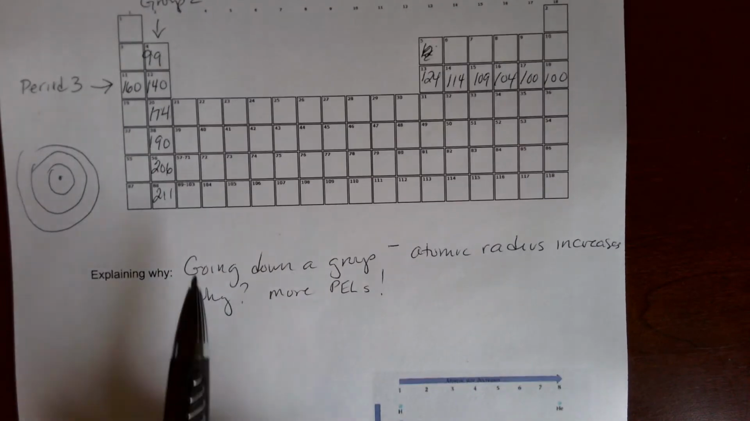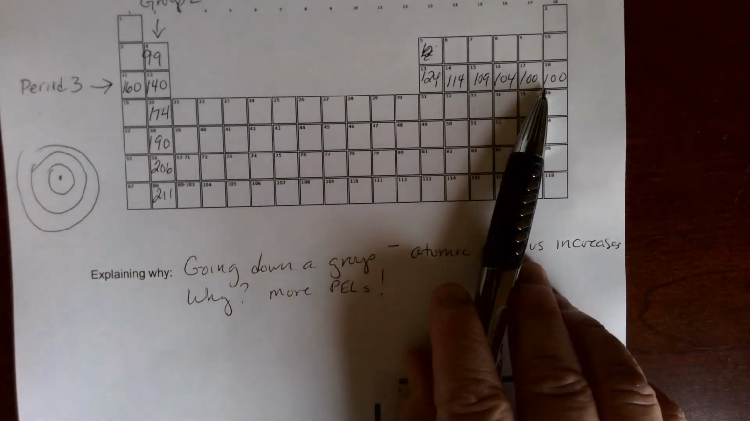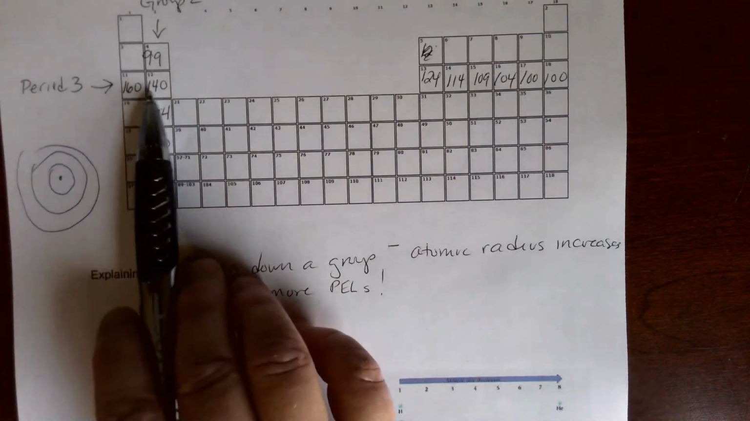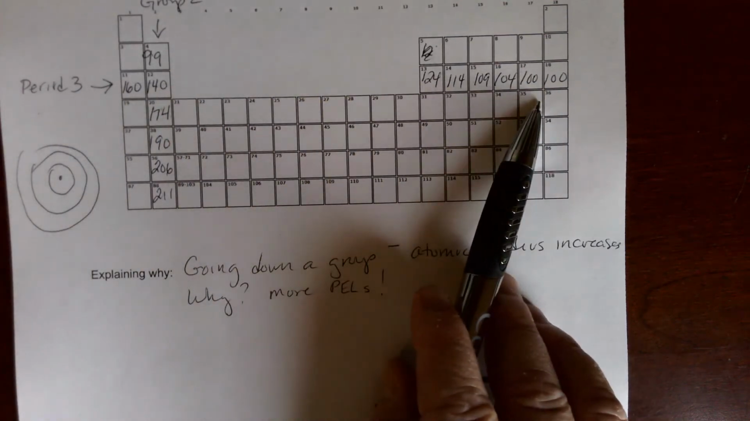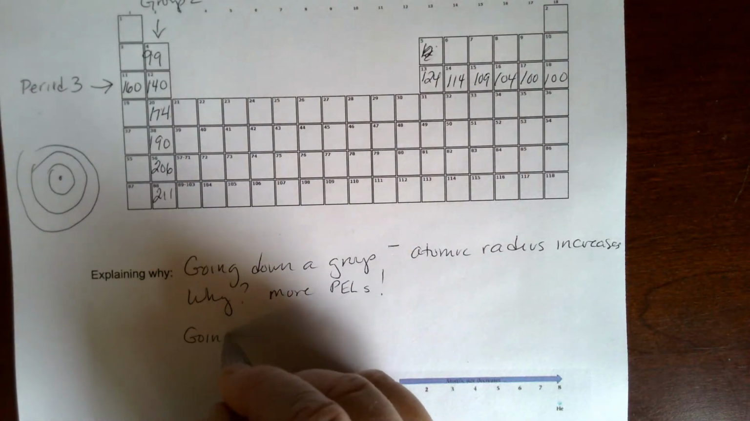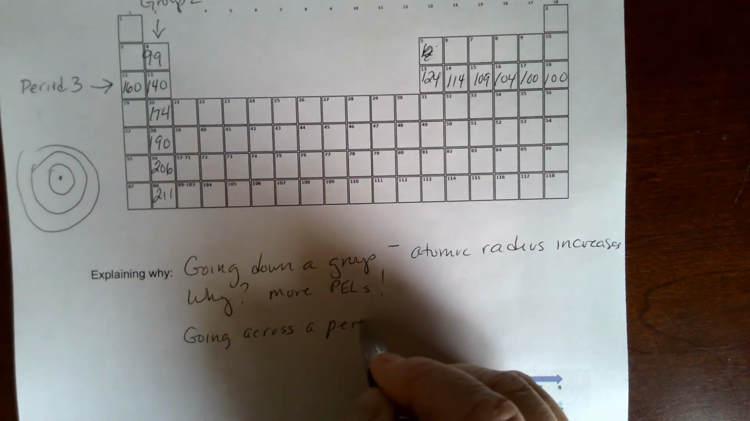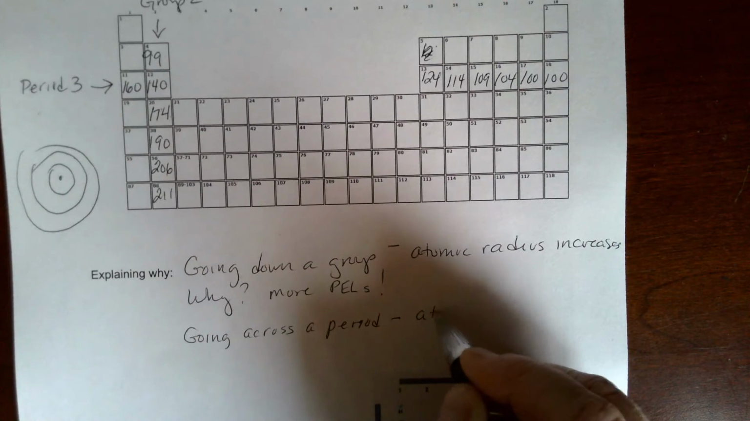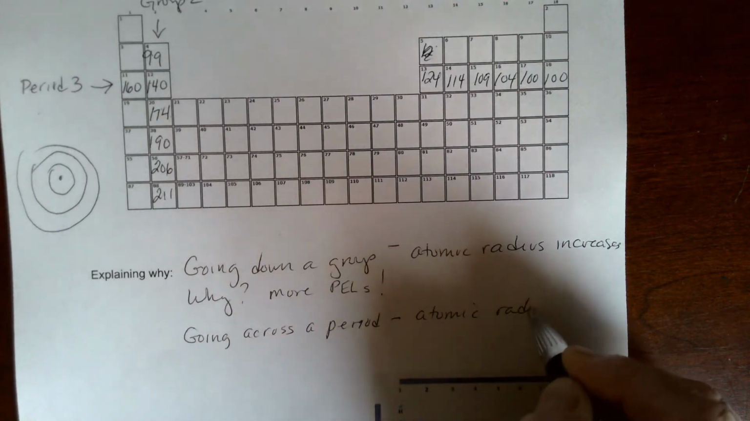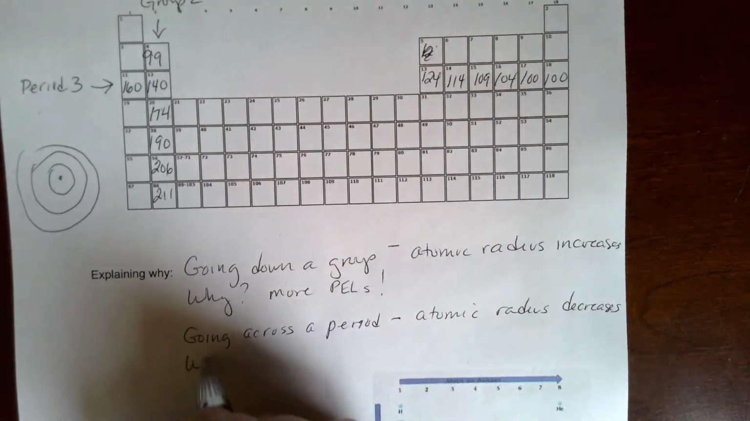But what gets difficult to wrap your head around is as you go left to right, the atoms are getting heavier, right? There's more protons, more neutrons, more electrons. So why, if there's more of all those subatomic particles, why does the atom apparently shrink? Well, let's start by writing this down. So going across a period, the atomic radius decreases. And the question is why?